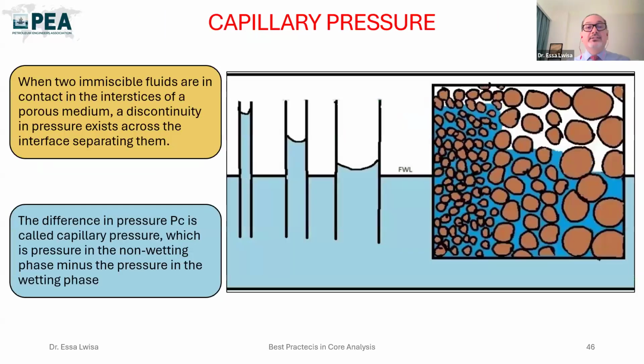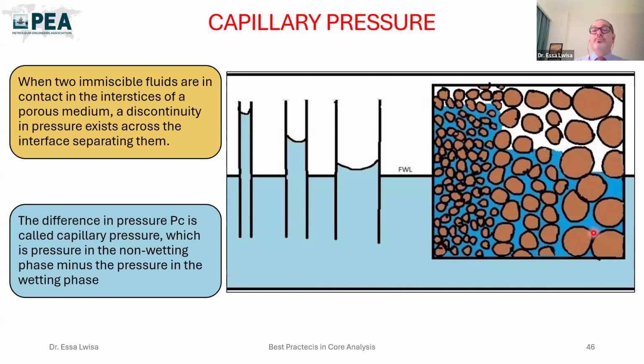Okay, the next topic is capillary pressure. Now we are through with the wettability. I will talk a little bit about capillary pressure. When two immiscible fluids are in contact in the interstices of a porous medium, as you can see here, one fluid will rise and the other one will not. Suppose this is a rock sample. Here I have good porosity, big pores. Here I have small pores. So the capillary pressure here is low, and capillary pressure here is high.